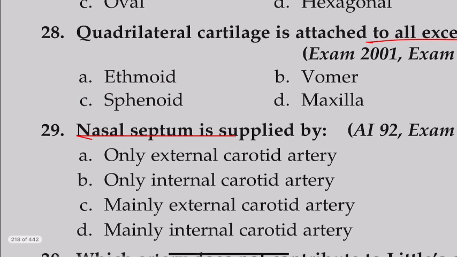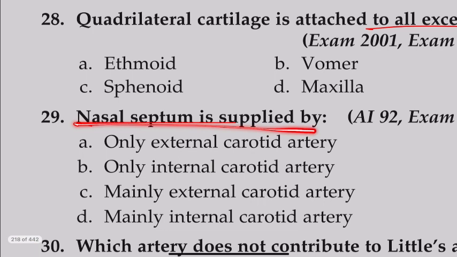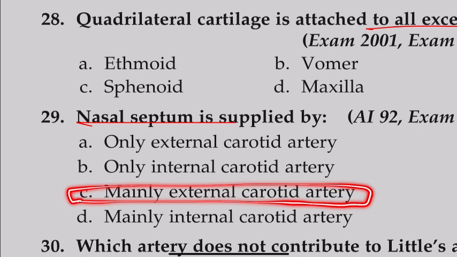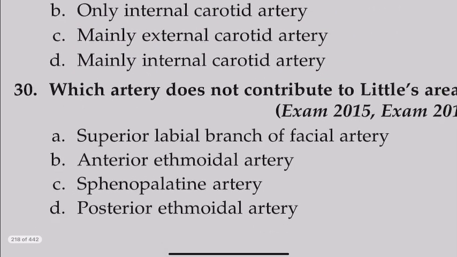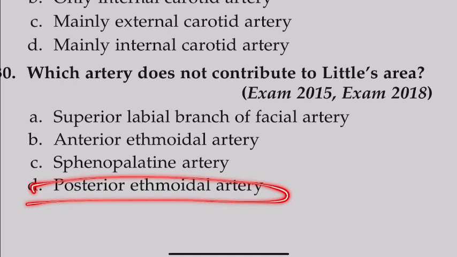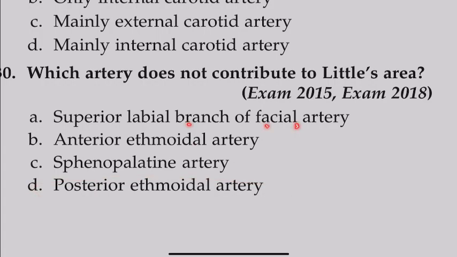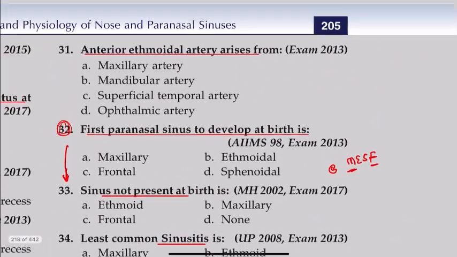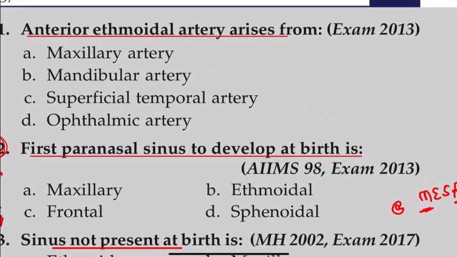The nasal septum is supplied by, it is mainly supplied by what? It is mainly supplied by the external carotid artery, right? Okay, the artery which does not contribute to Little's area is our posterior ethmoidal artery. All others, sphenopalatine artery, anterior ethmoidal artery, superior labial branch of facial artery, these all contribute to Little's area, right?